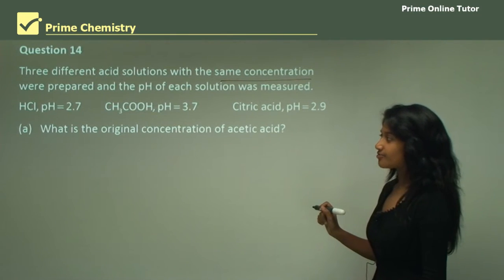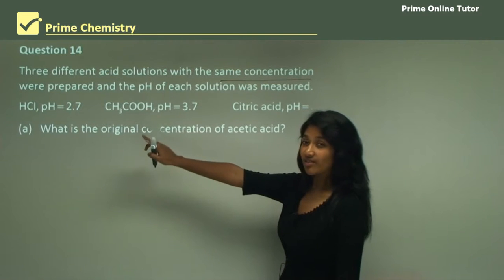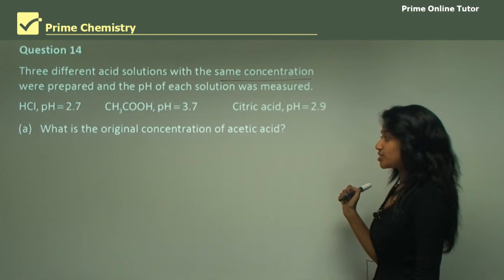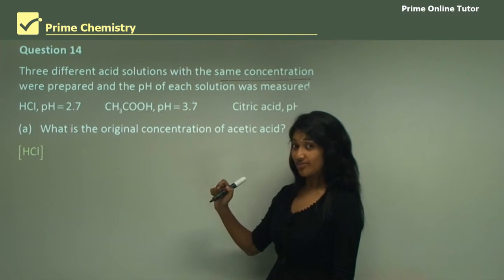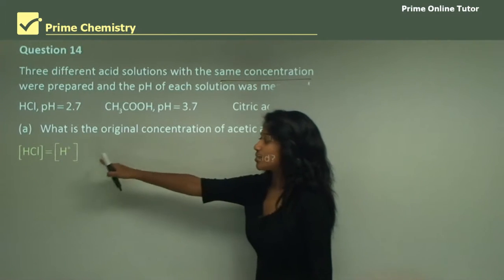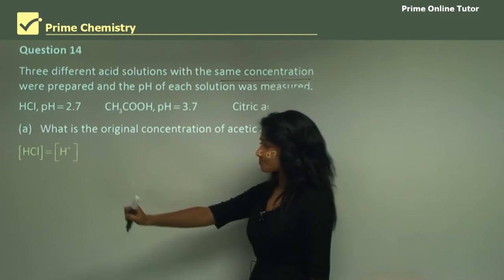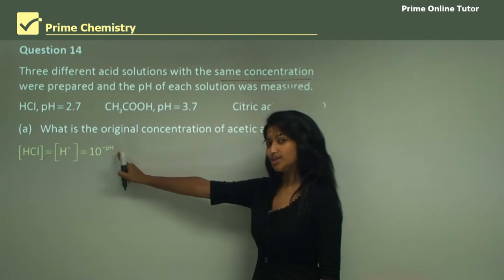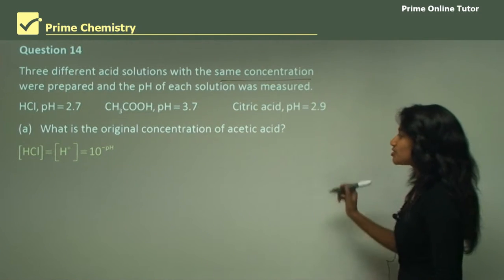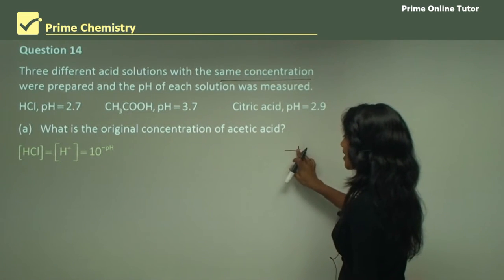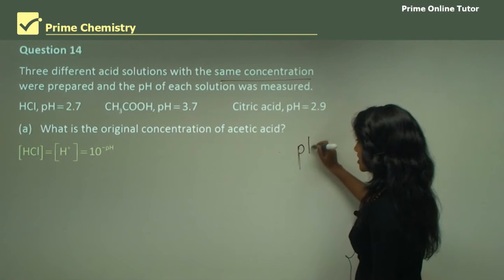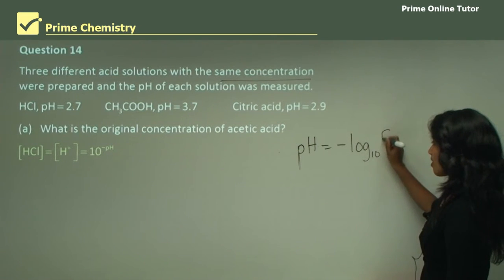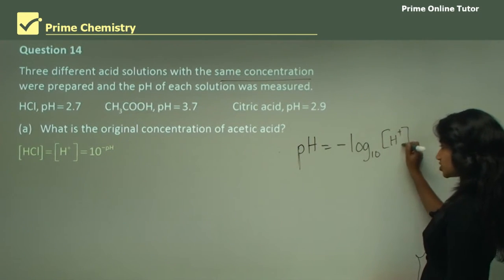Now to work this out, first you would realize that the concentration of the hydrochloric acid equals the concentration of the acetic acid. So to find out the concentration of hydrochloric acid, it would equal the concentration of the hydronium ions. Now the hydronium ion concentration equals 10 to the minus pH. To work that out, you go back to that equation, where pH equals minus log to the base 10 of the hydrogen ion concentration.